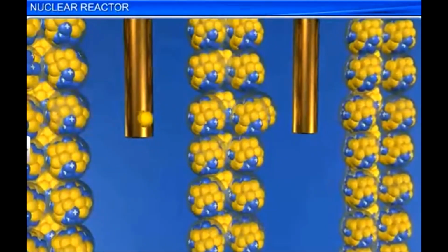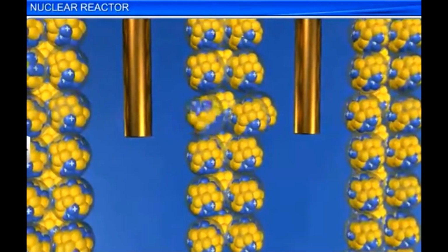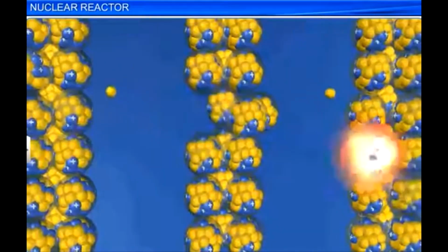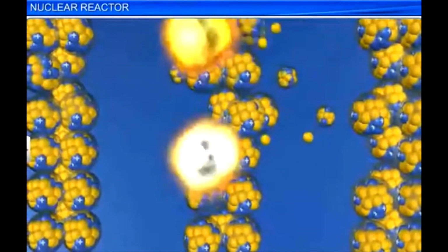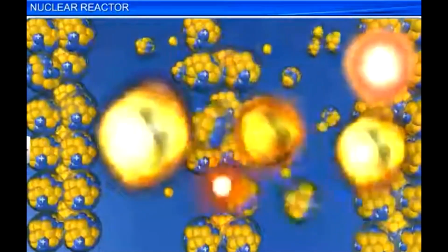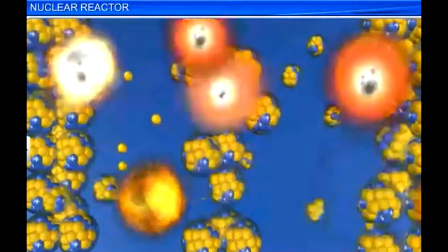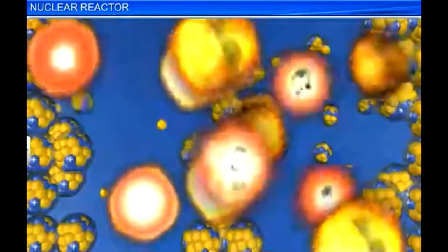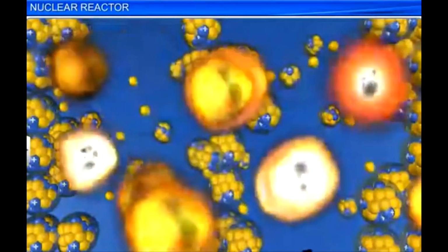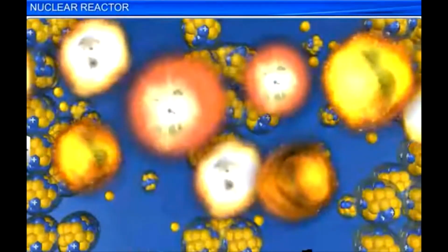If the cadmium rods maintaining the critical state are now drawn out of the reactor, then more neutrons will be available for further fission and the multiplication factor K becomes greater than 1. Thus, the fission rate increases rapidly and leads to an explosion.